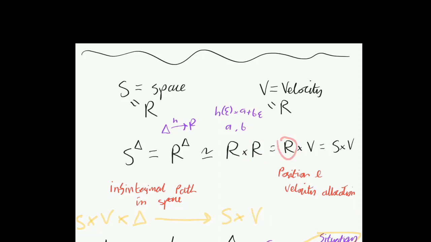And this R on the left-hand side, this is where this A lives, and this A is H of 0, and this is the place in our space where our infinitesimal path starts out. So this R on the left, we can just think of it as S. So these kind of steps at the end are really just renaming stuff. There's not really any new maths there. But the idea basically is that our infinitesimal path in space corresponds to a sort of position and velocity allocation.